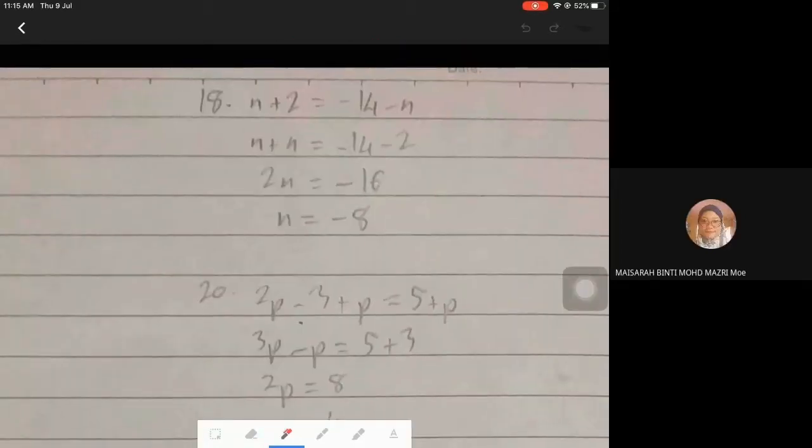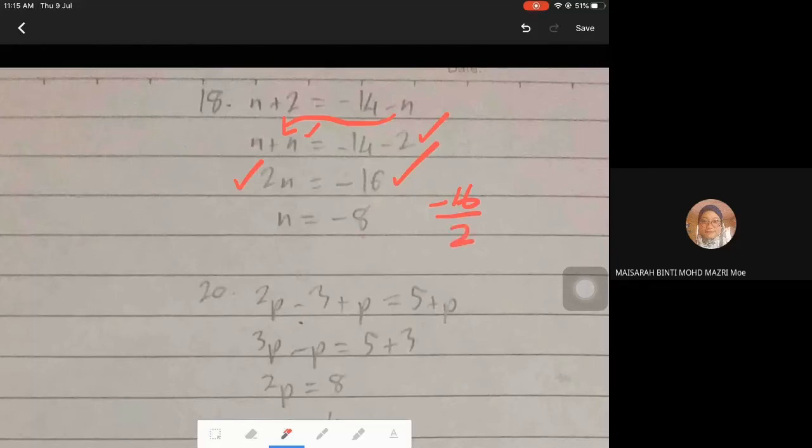N plus 2 equals to negative 14 minus n. Okay, so she groups the n here, bawa ke kiri. N letak belah kiri. The variable is always been placed on the left side. Okay, 2 ni jadi minus 2. Okay, betul. Minus n ni jadi plus n. Okay, correct. So here is 2n. Here on the right side, it becomes negative 16. And then you get your n equals to negative 16 divide positive 2 is negative 8.